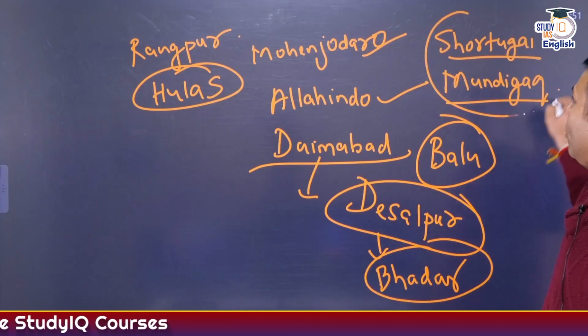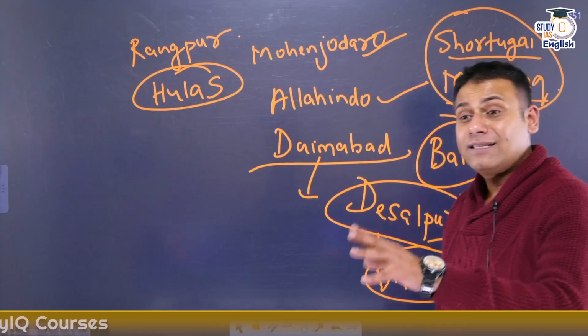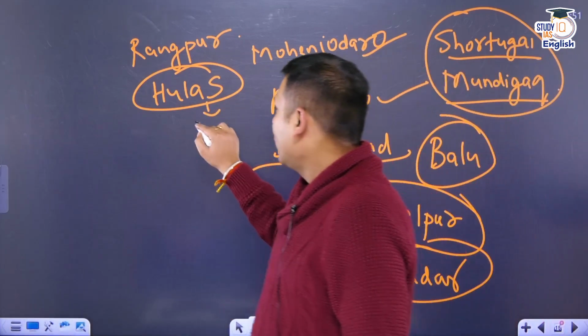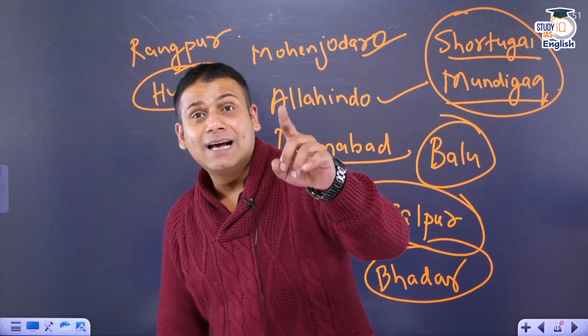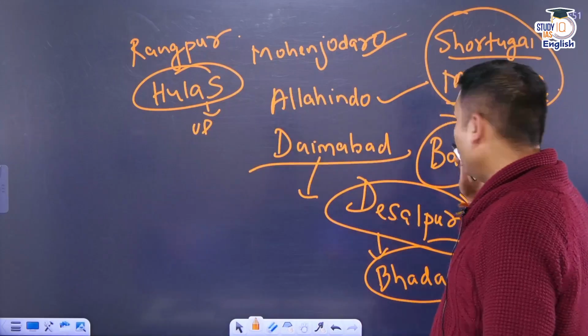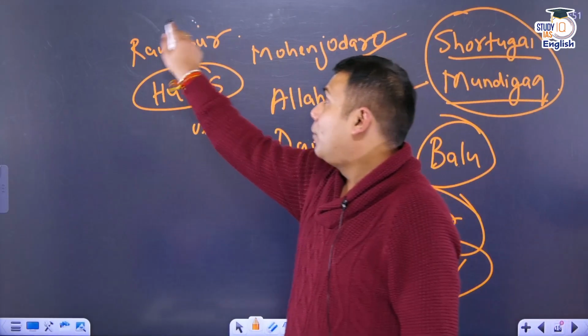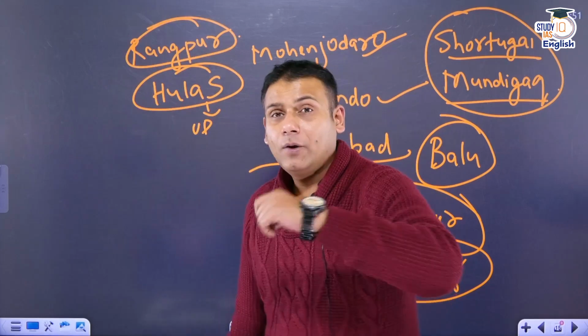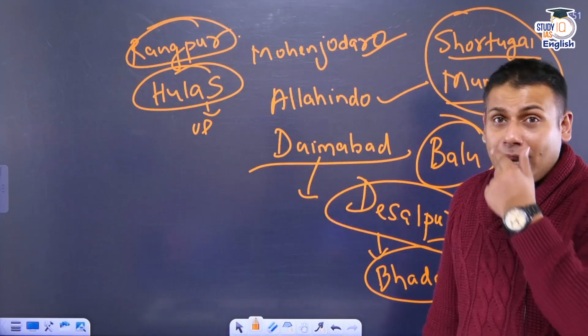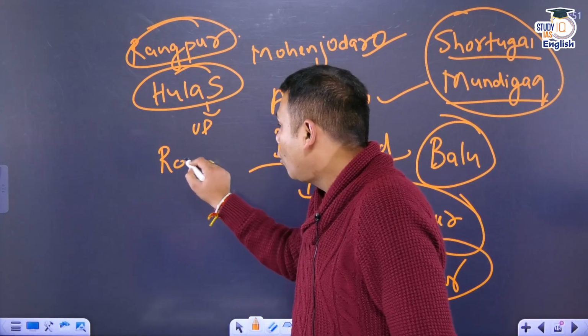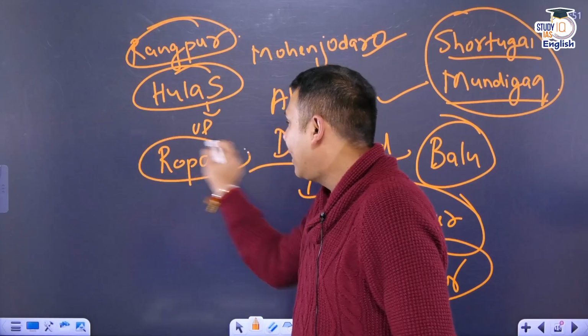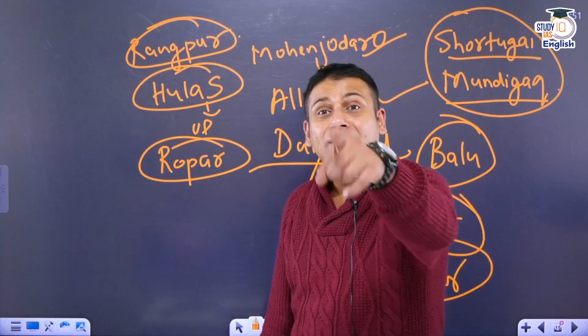Shortugai and Mundigak are the sites located in Afghanistan. Hulas is a site located in Western UP, particularly Saharanpur. Balu, Haryana, evidence of garlic. Rangpur, Gujarat. Another important site is Ropar. Ropar, or Rupnagar, is a site located in Punjab.